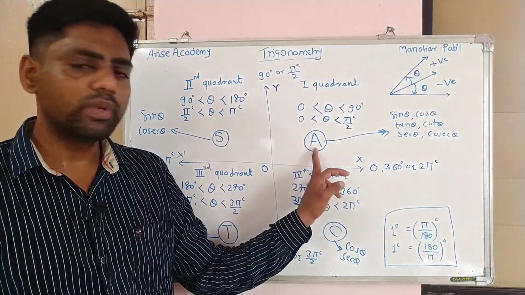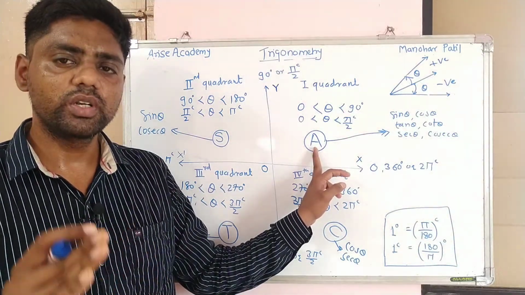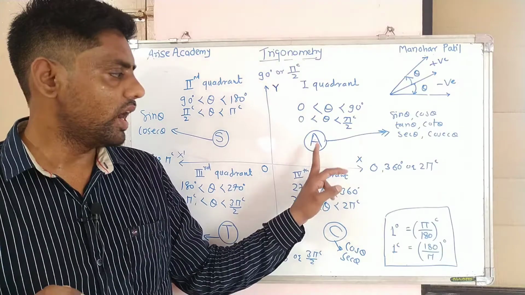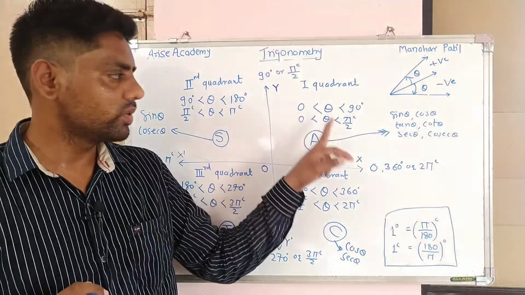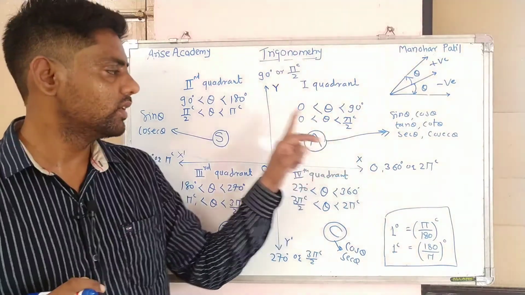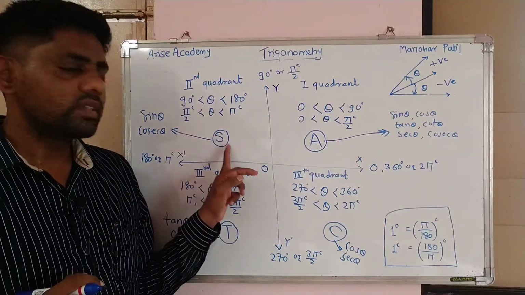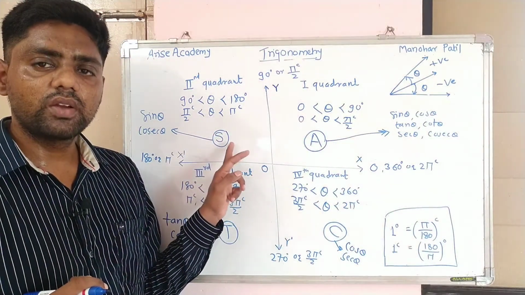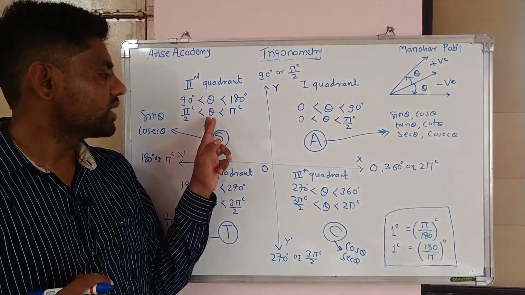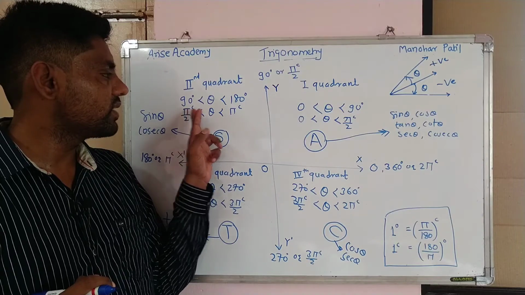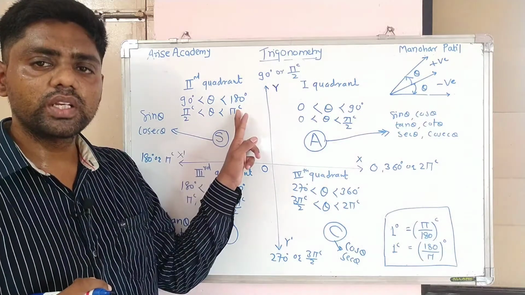coffee. So "all" means all ratios are positive in the first quadrant, and the first quadrant lies between 0 and 90 degrees. So you can represent it like that, student. In the second quadrant, sine and cosec are positive, and you can represent theta as greater than 90 degrees and less than 180 degrees.